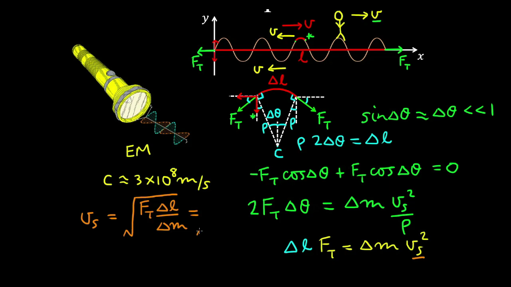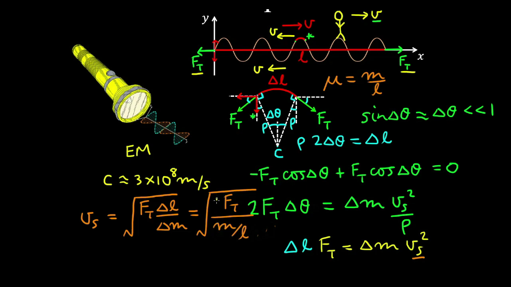Or alternatively, we can write this as the square root of the tension force on delta m on delta L. And this is the linear mass density, or mass per unit length of the string, which is typically denoted as mu, being the mass per unit length. So this ratio is equal to m on L, where the mass density is uniform in a string. So we can finally write this expression as m on L.